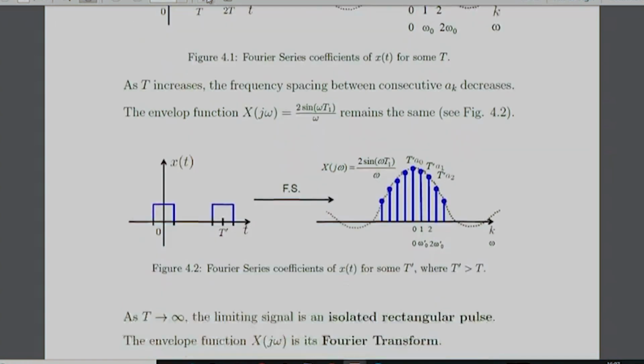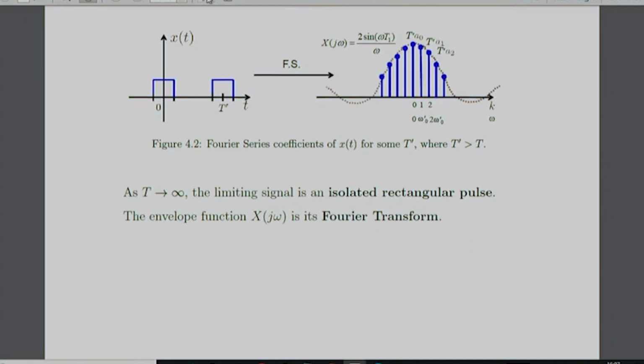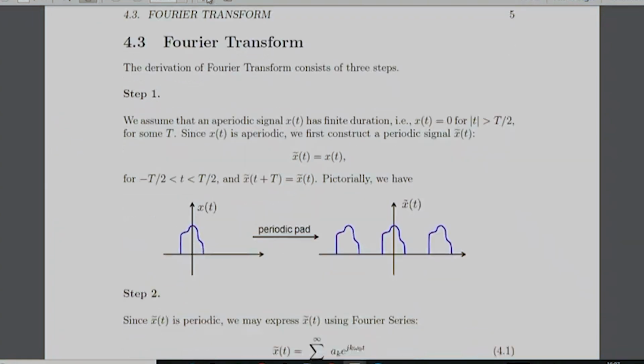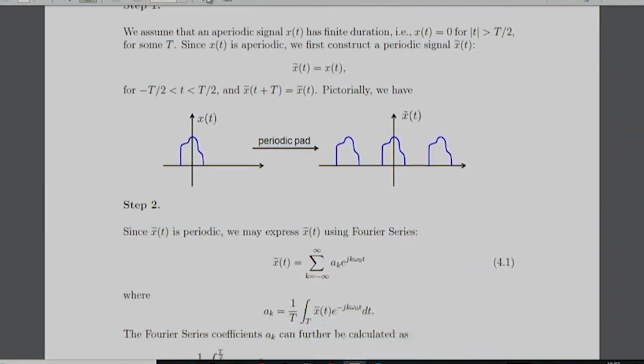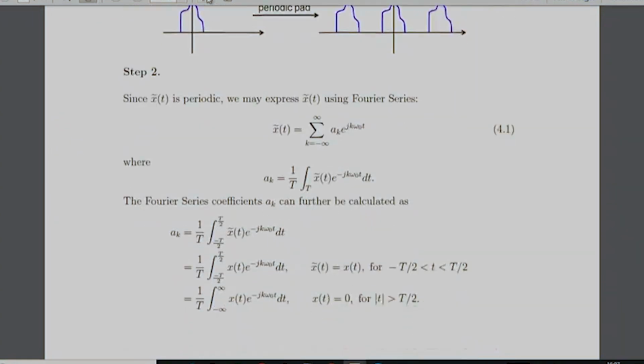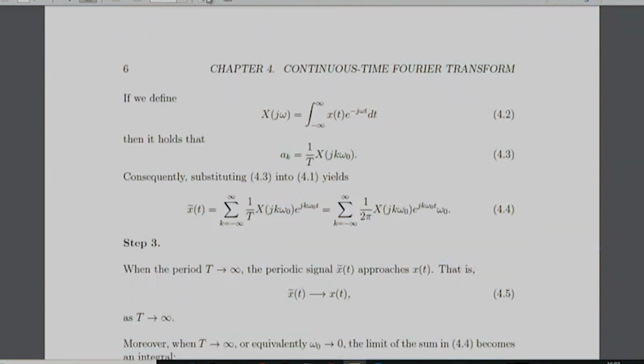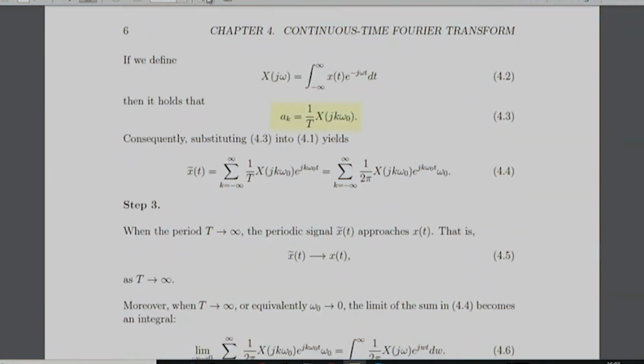That's the Fourier transform of the isolated pulse, of the isolated rectangular pulse. It's that function. So you can see it's just kind of a limiting operation derived from the Fourier series. This just goes into the details. I encourage you to look at the derivation. It's just a matter of verifying that you get these Fourier series coefficients and represent them as evaluations of this magic formula, X of j omega.